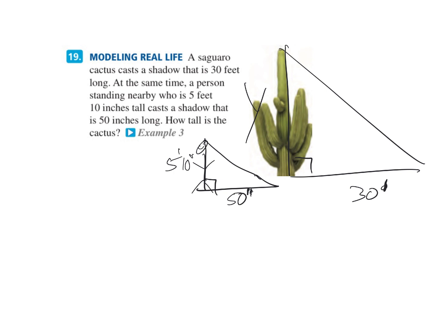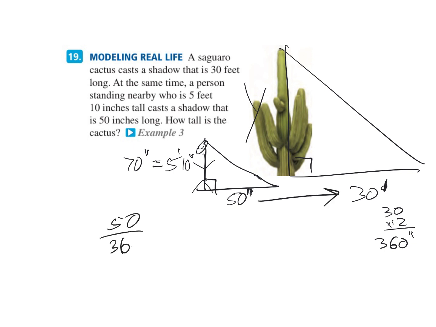So 30 times 12 will give us the inches here. All right, so that's 360 inches. That's 12 feet. And the 5 feet is 5 times 12 is 60, plus the 10 is 70 inches. Everything's in inches. Okay, so let's do a proportion. 50 is to 360 as 70 is to y.